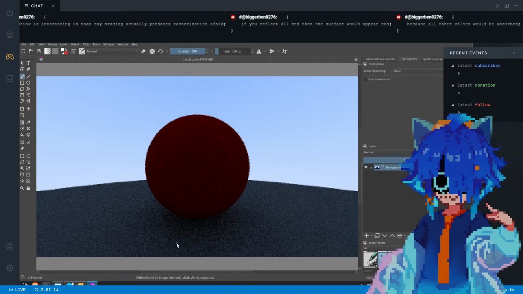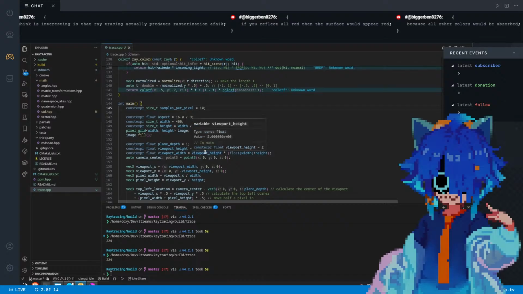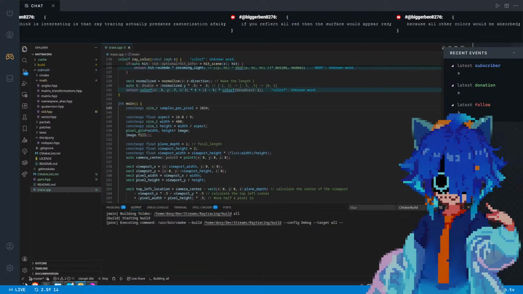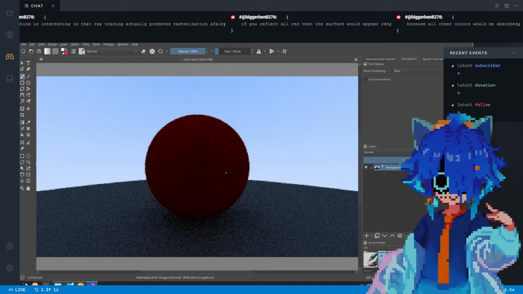Also, it's hard to see with the graininess. So let's do a really long render. Let's do like 1024 samples. It's going to take a second. A really long second. But you can sort of almost see that we're getting a subtle amount of red reflected around the red sphere on the big gray sphere.